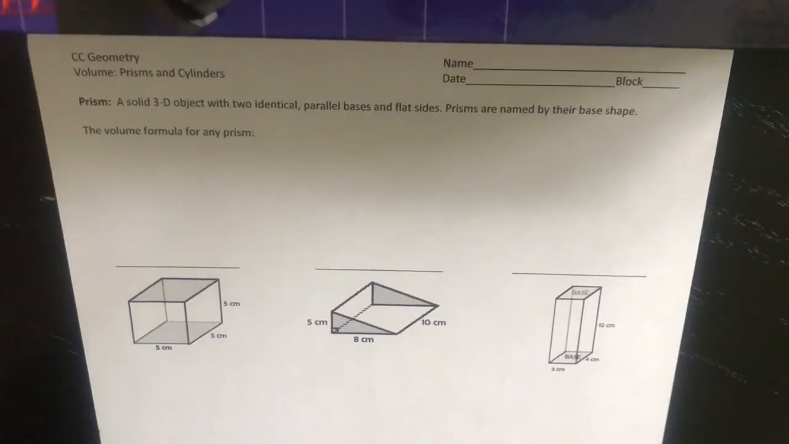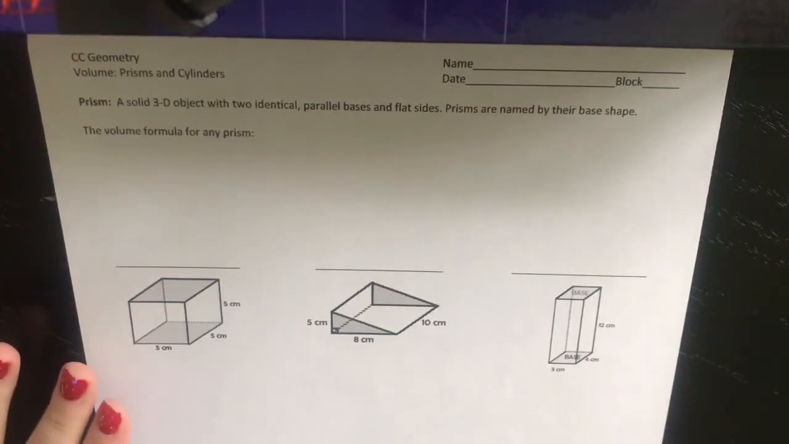Hey guys, today's lesson is volume of prisms and cylinders. The formula that I show you today is found on your reference sheet, so you can use that whenever you need it. Vocab word at the top, a prism is a solid three-dimensional object with two identical parallel bases and flat sides. Prisms are named by their base shape.